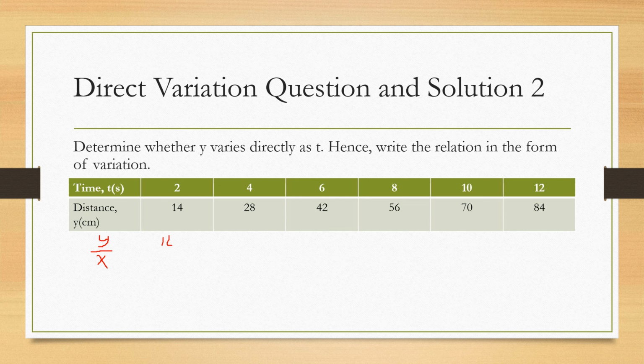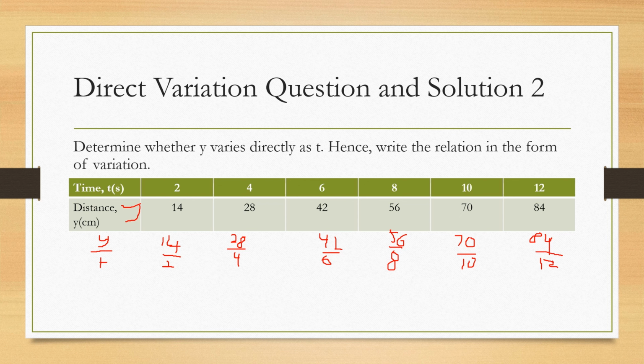As you can see here, this is y, and oh sorry, this is t. So 14 over 2, 28 over 4, 42 over 6, 56 over 8, sorry for the black handwriting, 70 over 10, 84 over 12.